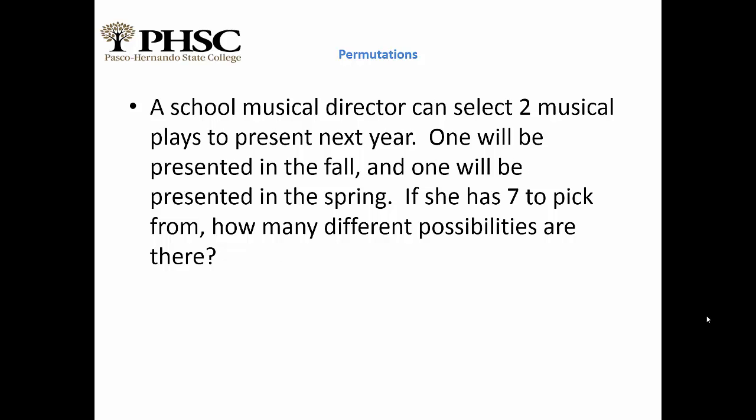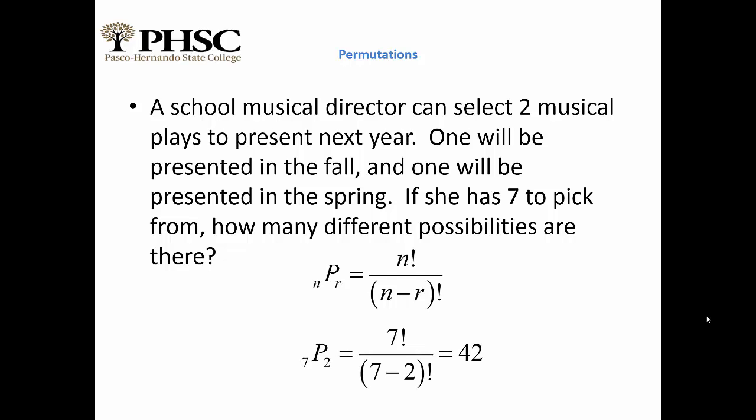So here's an example. A school music director can select 2 musical plays to present next year. One will be presented in the fall and one will be presented in the spring. If she has 7 to pick from, how many different possibilities are there? The formula we're going to use is this one. In this case, 7 is the n, r is the 2. So 7 factorial divided by 7 minus 2 factorial gives us 42. So there's 42 possibilities that you can choose from.